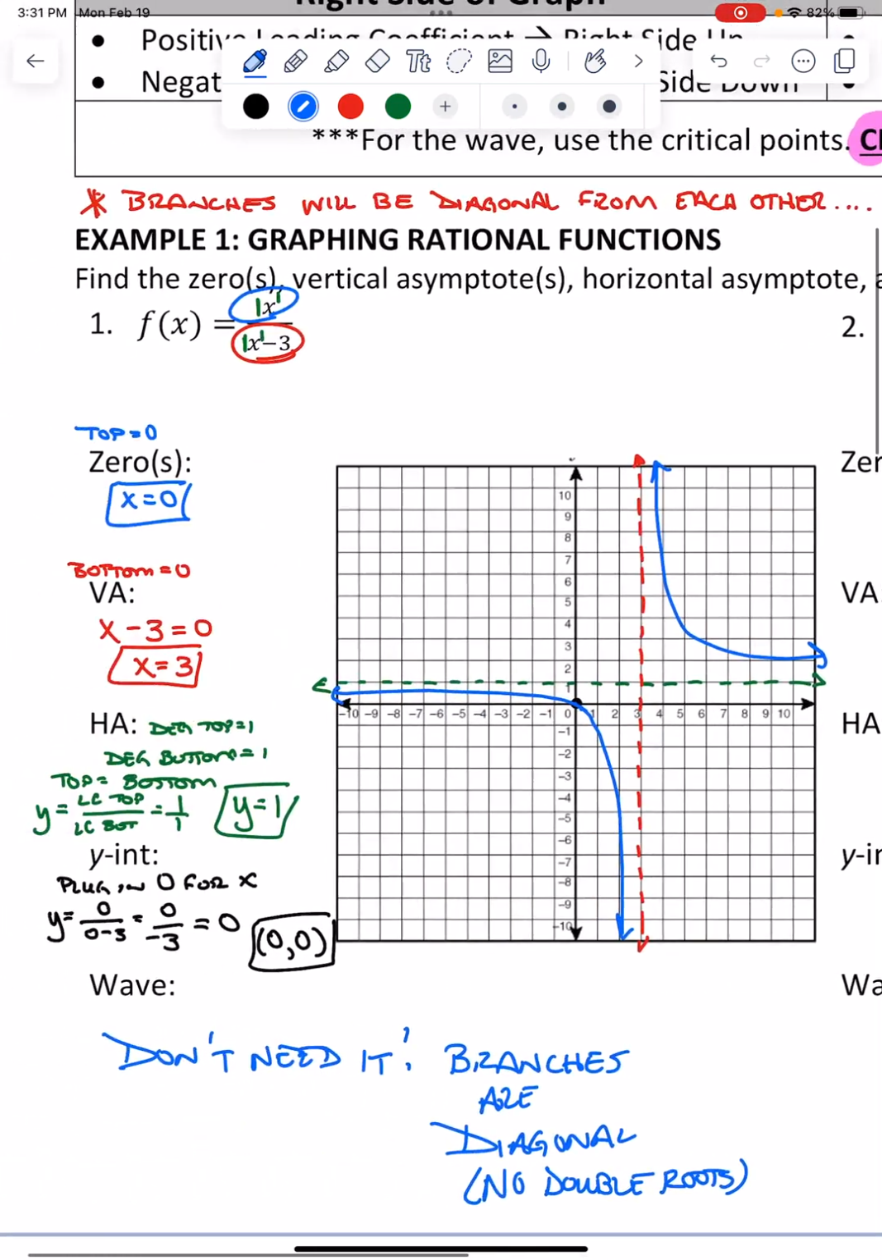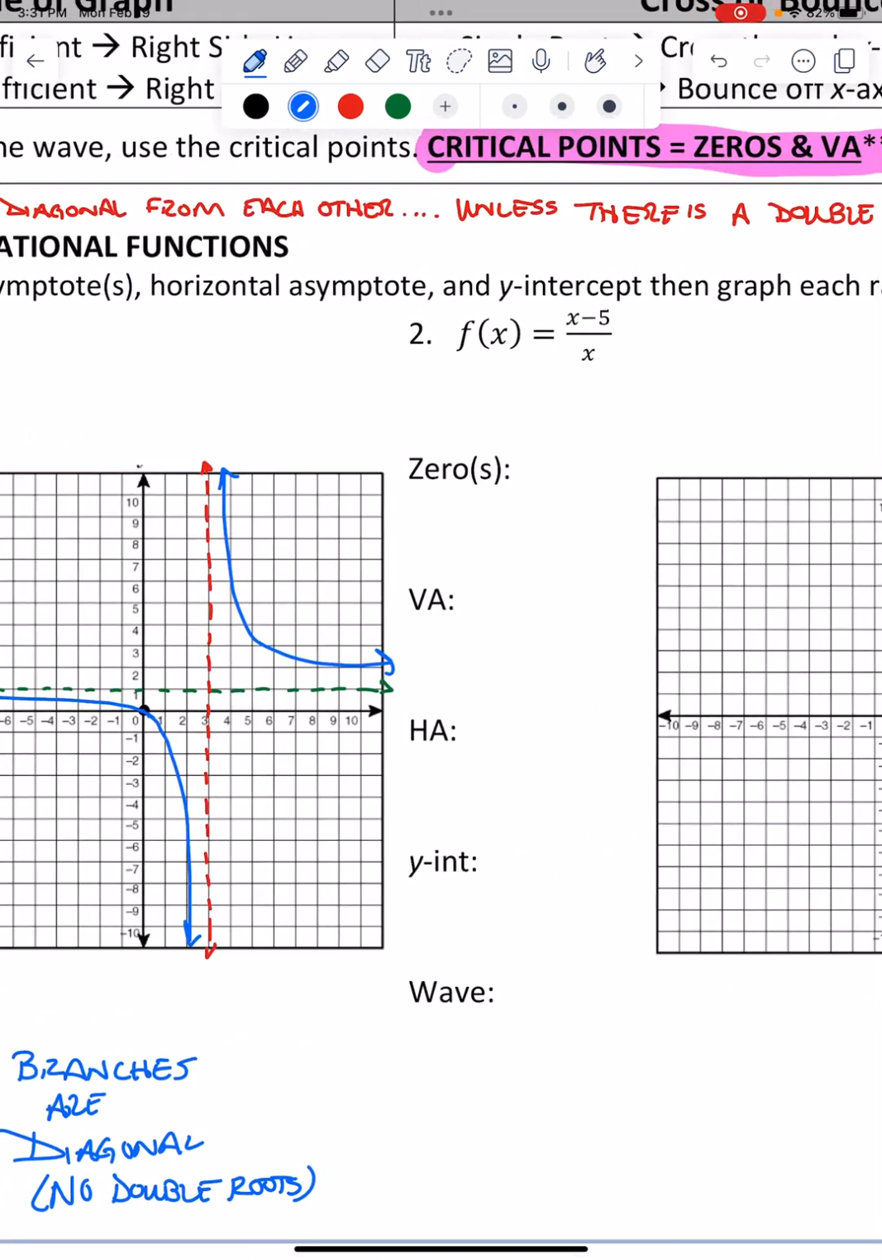Now for the next guy, again, zeros come from the top. So x minus 5 equals 0. So add your 5 over, so we get x equals 5. Vertical asymptotes come from the bottom, so x equals 0, right?